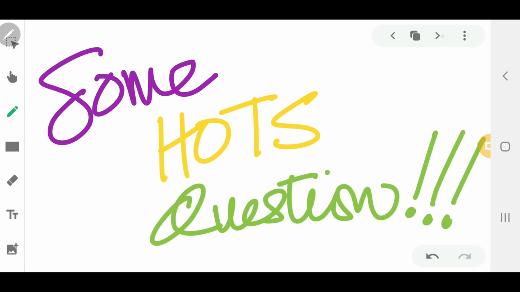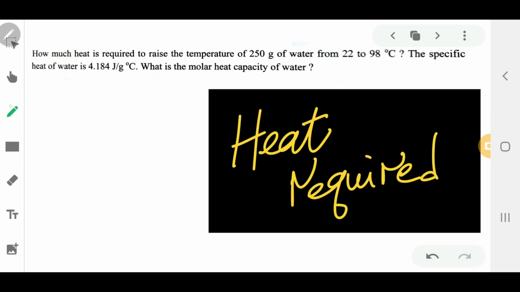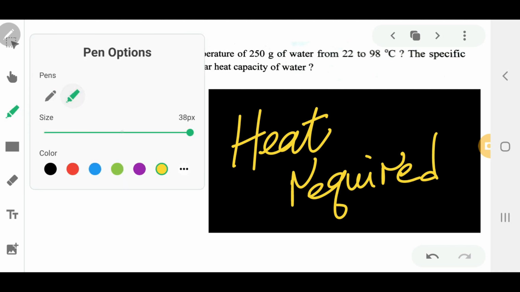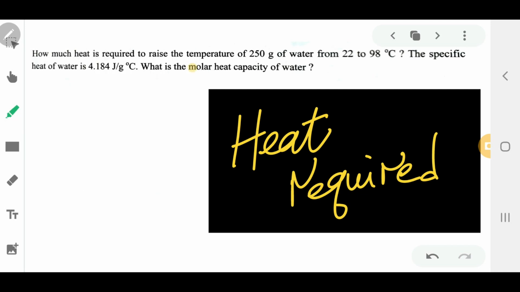Now, let's have a look at some hot questions. So over here, it's not a very long question, but it's quite tricky. What the question wants you to find is the molar heat capacity of the water. But before that, you need to know how much heat is required to raise the temperature of this much water from 22 to 98 degrees Celsius.